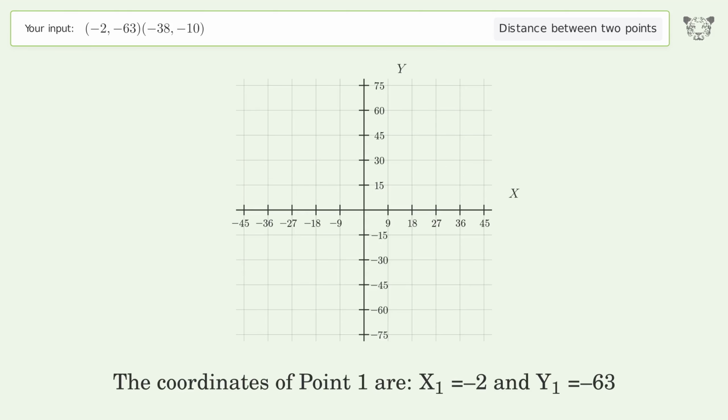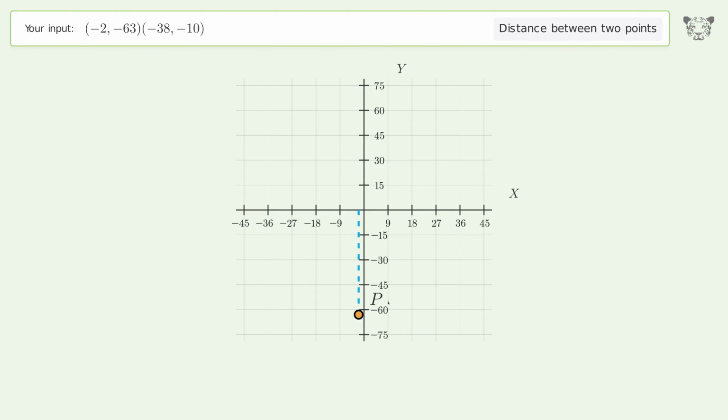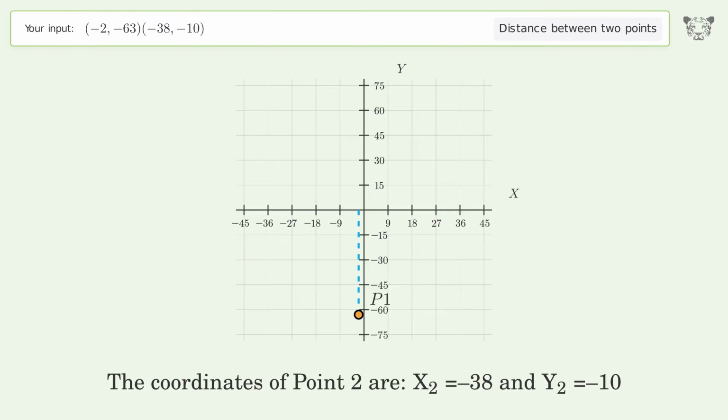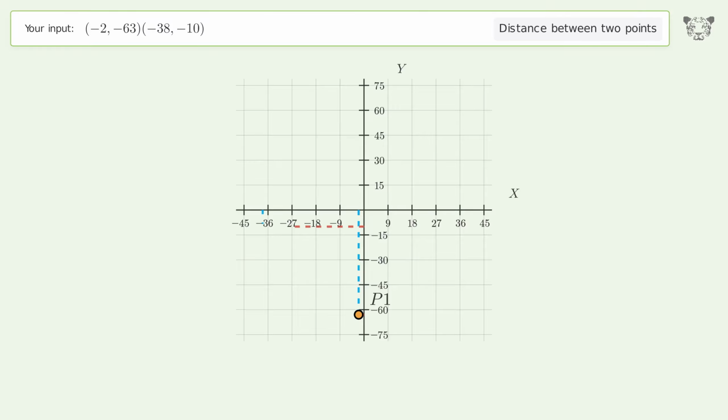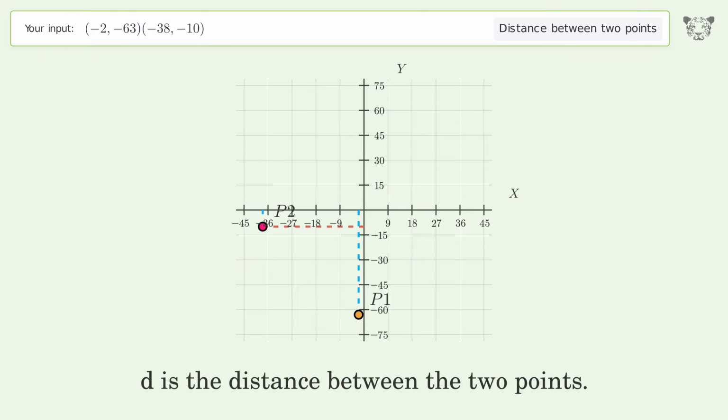The coordinates of point 1 are x1 equals -2 and y1 equals -63. The coordinates of point 2 are x2 equals -38 and y2 equals -10. D is the distance between the 2 points.